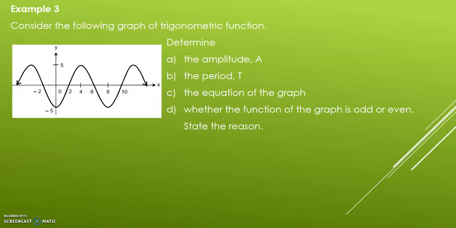Next, we move on to example 3. Consider the following graph of a trigonometric function. First, determine the amplitude. Again, the amplitude is referred to as the height of the graph. So for question A, amplitude A is equal to 5, because as you can see, the height of the graph is 5. So amplitude is 5. Next, we move on to the period.